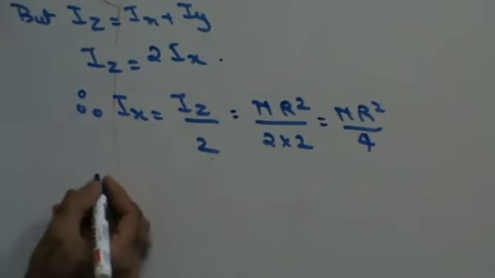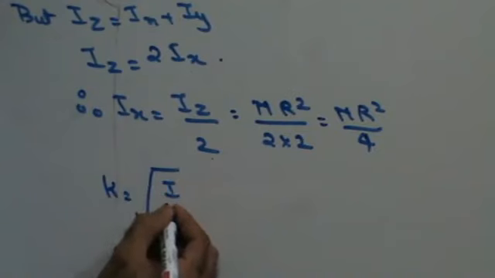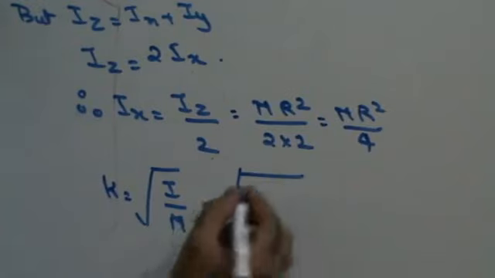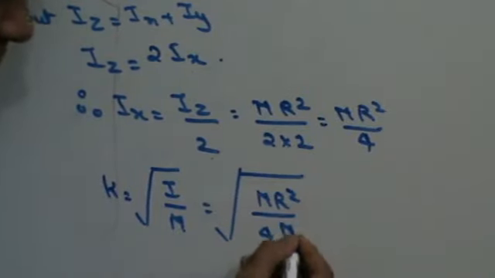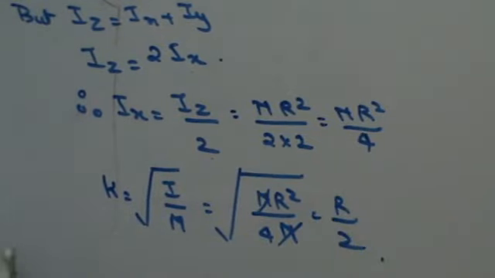What will be the radius of gyration? Radius of gyration is the square root of I upon m, which is the square root of mr square by 4 upon m. So this is going to be nothing but r by 2. Radius of gyration will be r by 2.